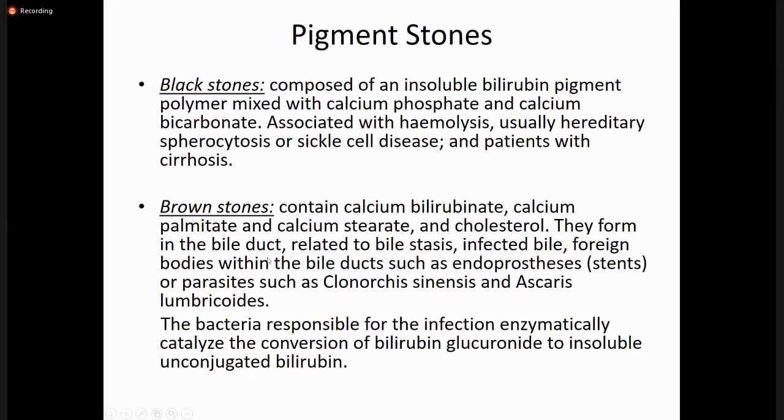They form in the bile duct related to bile stasis, infected bile, foreign bodies within the bile duct such as endoprostheses like stents as we use sometimes, or parasites such as Clonorchis sinensis or Ascaris lumbricoides, which also can be a cause of stone formation in the common bile duct. The bacteria responsible for the infection enzymatically catalyze the conversion of bilirubin glucuronide to form insoluble unconjugated bilirubin.